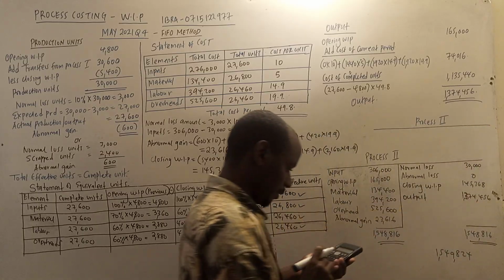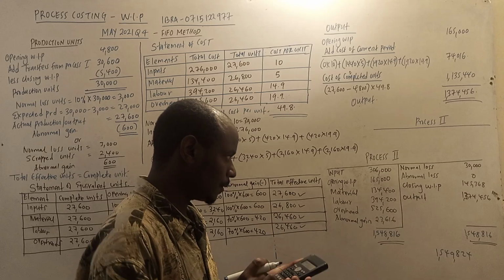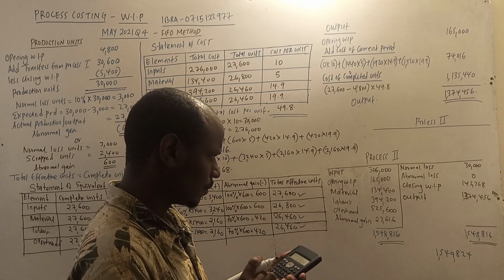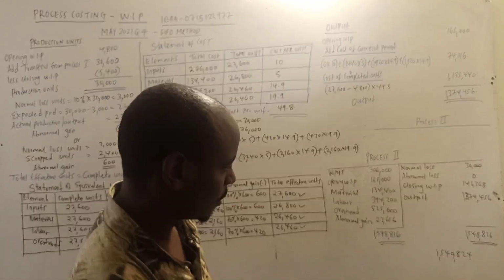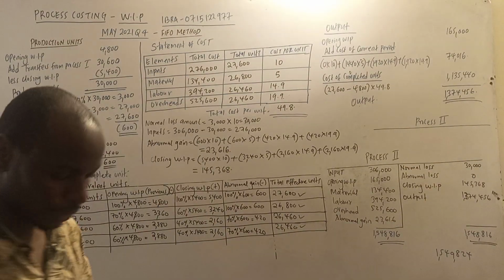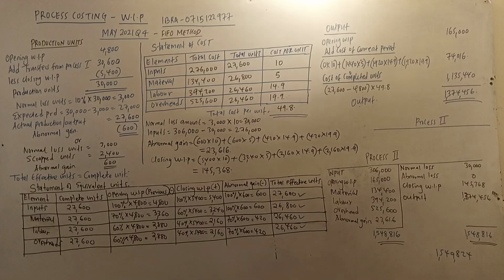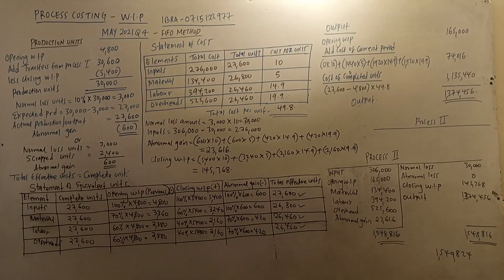So let us see the difference. 1548,816. So the difference of 1,000. So that's not a problem. So the difference of 1,000 is because of the decimal points. So that's how you do FIFO and the average cost method. The difference is just 1,000, which is okay because of the decimal point.